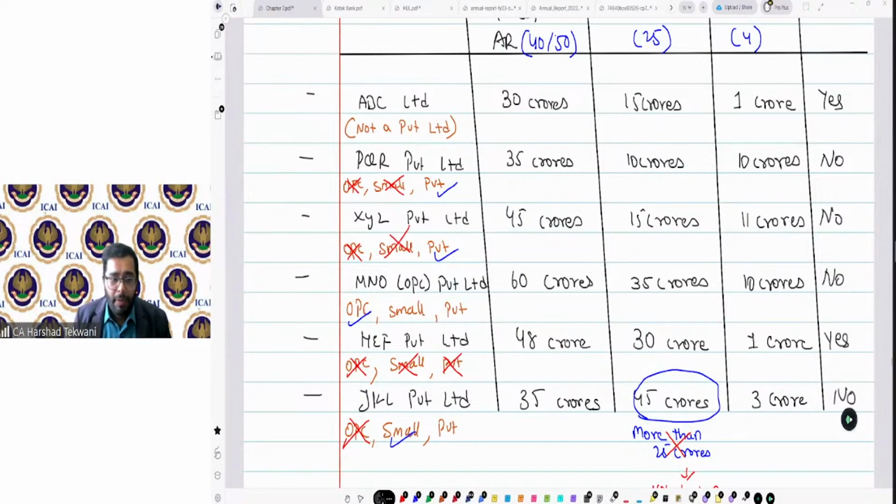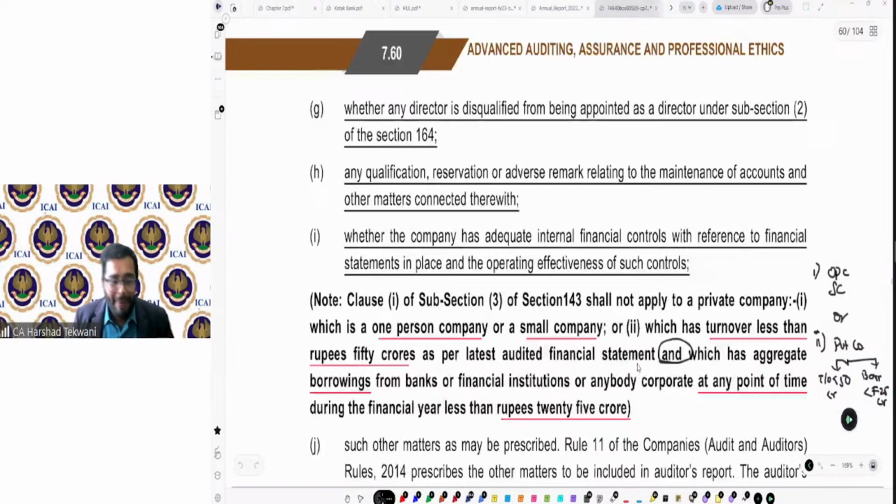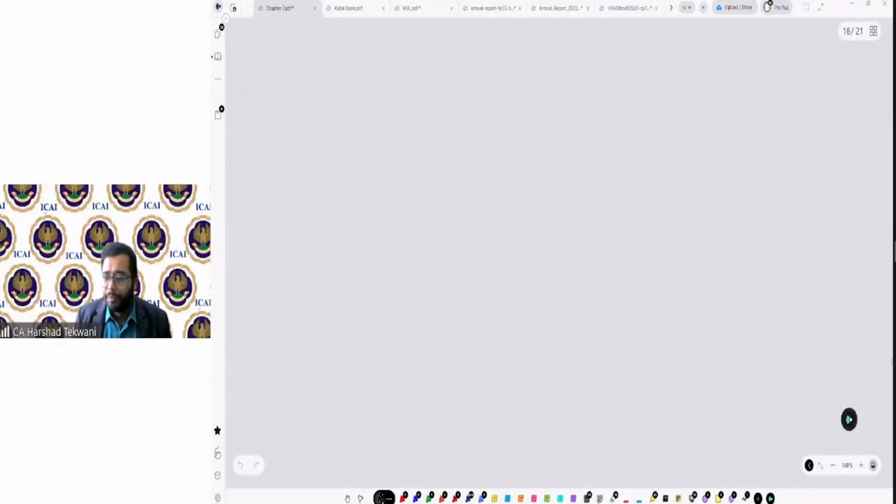Turnover condition is 50. I have a turnover of 48. Okay. Although turnover is 48, to have an exemption, I need to comply with both of the conditions, turnover and my borrowings. So that's an 'and' in between. I need to comply with both conditions in order to get an exemption for a private limited. It should be turnover less than 50 and, again, my aggregate borrowings at any point should be less than 25. If my aggregate borrowing is more than 25, even though my turnover is less than 50, then I will not get an exemption.